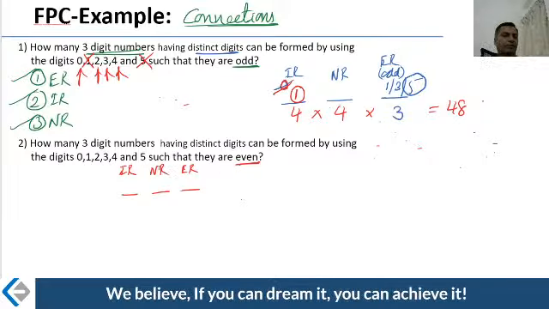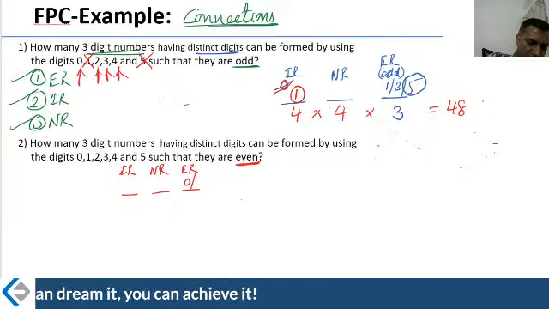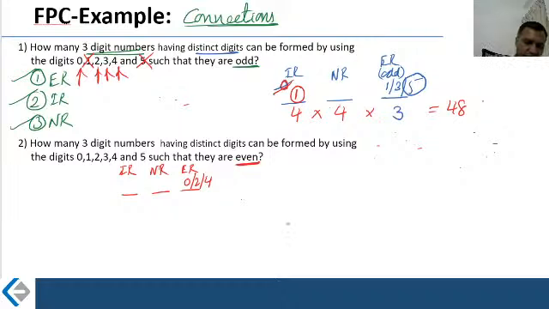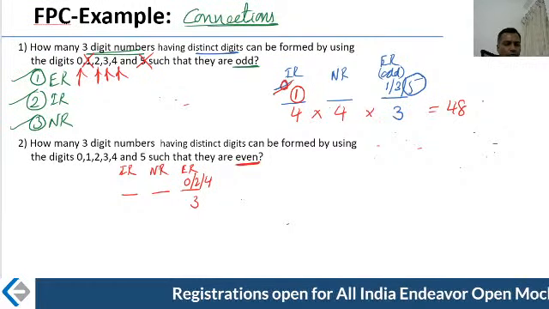Now listen to me carefully. I want you to listen to this very carefully. The last place can be filled in, because you have to make it even, with either 0 or 2 or 4. Therefore, you will say 3 ways. Very good. No problem.